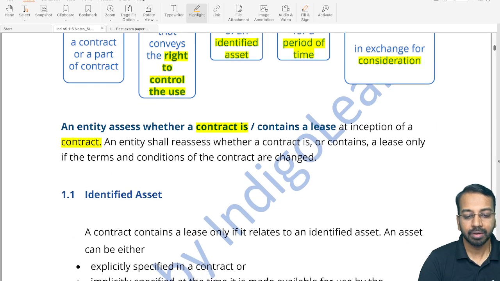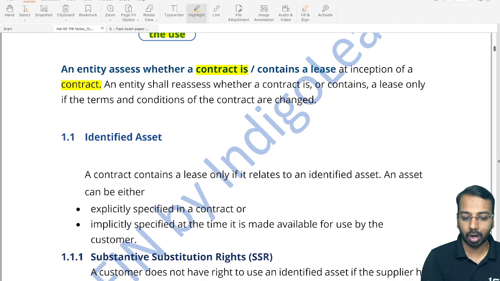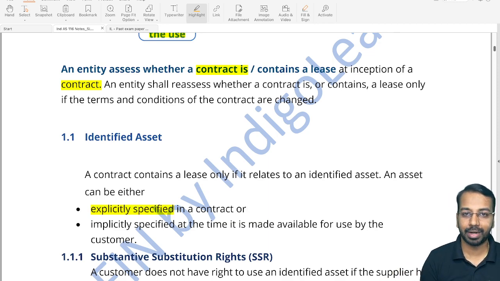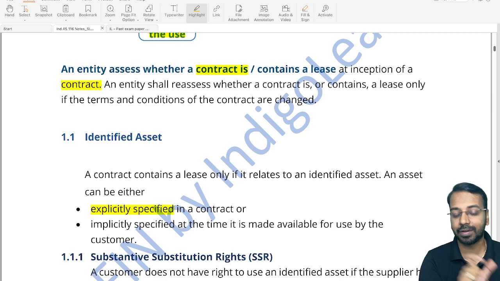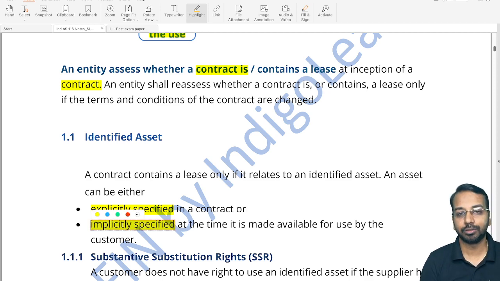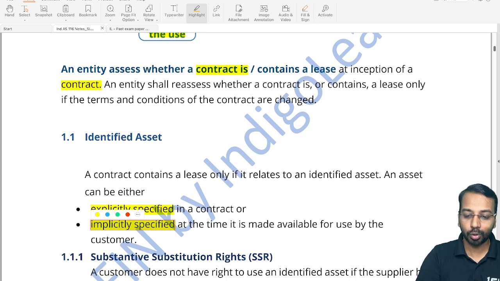Now, we have understood identified asset broadly. Now, an identified asset is either explicitly specified in the contract, meaning we mention in the contract that yes, flat number 201, building number, this is the asset that is specified in the contract, or implicitly specified at the time it is made available by the supplier. Implicitly specified means that it is not explicitly stated, but let us say the supplier has only one car. If the supplier has only one car and I have entered into a contract for lease of that car, then that car becomes an identified asset. That is implicitly specified.